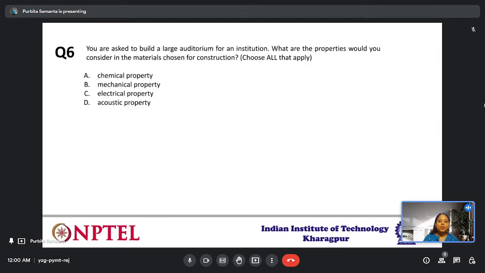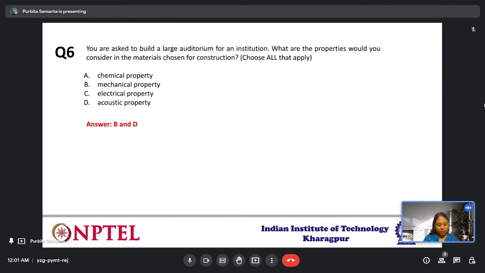Okay. So now moving on to our next question, question number 6. This question says that you're asked to build a large auditorium for an institution. What properties would you consider in the materials chosen for construction? For this particular answer, let's see. The answers are the mechanical property and the acoustic property.